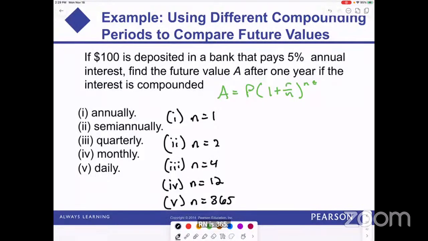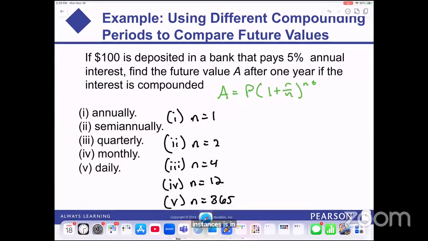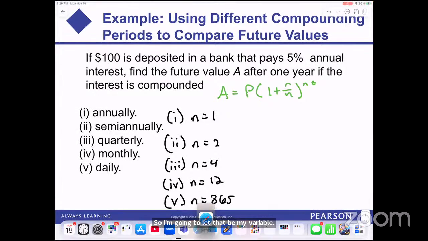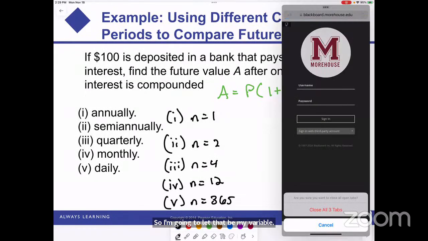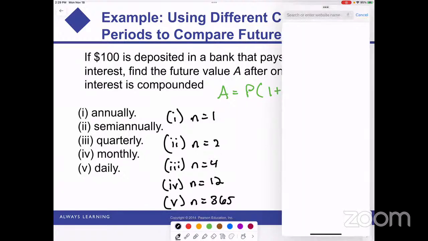So what I'm going to do, I'm going to use my trusty dusty rusty calculator. The only thing that's changing in each of these instances is N. So I'm going to let that be my variable. So right here.